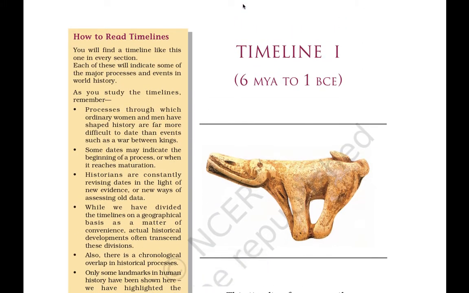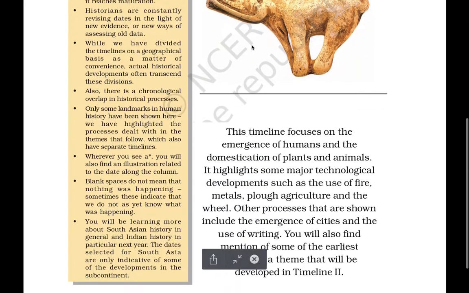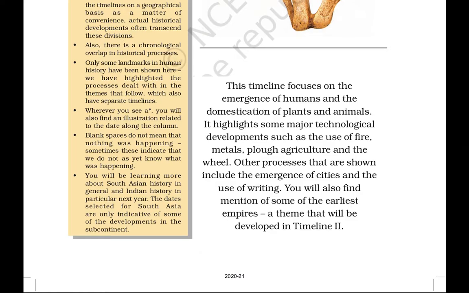Timeline 1, 6 million years ago to 1 BCE. This timeline focuses on the emergence of humans and the domestication of plants and animals. It highlights some major technological developments such as the use of fire, metals, plow agriculture, and the wheel. Other processes that are shown include the emergence of cities and the use of writing. You will also find mention of some of the earliest empires, a theme that will be developed in Timeline 2.